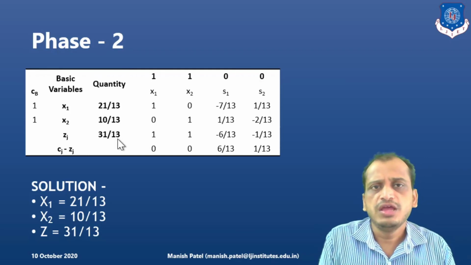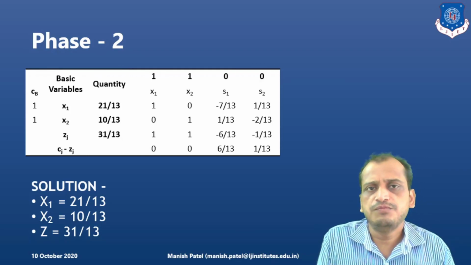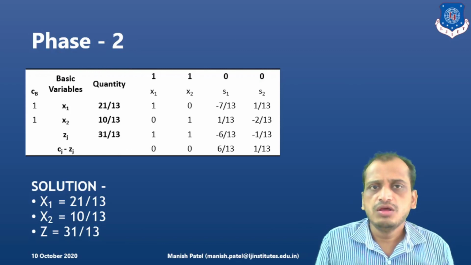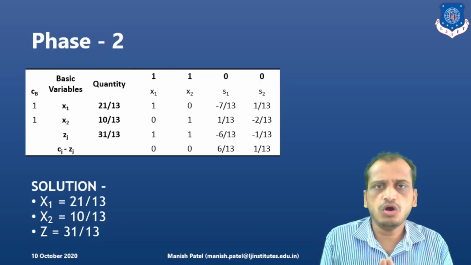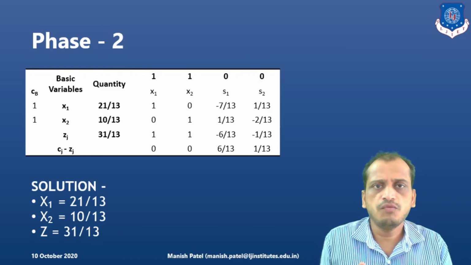So in this way, we can solve the problem with the help of the big M method as well as the two-phase method, but the problem should have greater than or equal to signs on the right hand side. So if you talk about the constraints, one or two of the constraints should have the greater than or equal to sign with the right hand side.